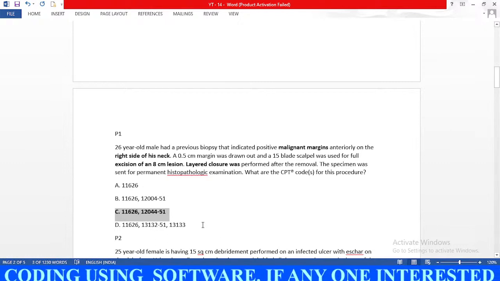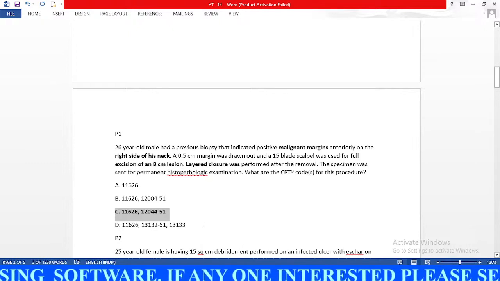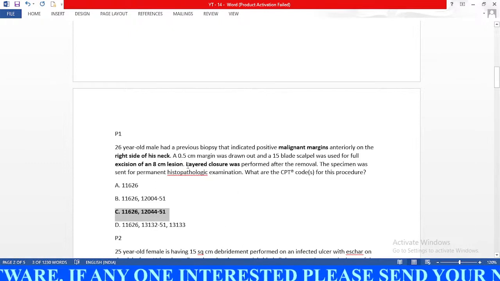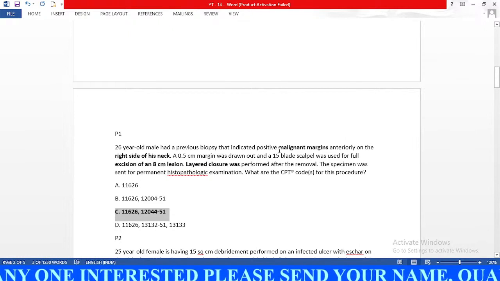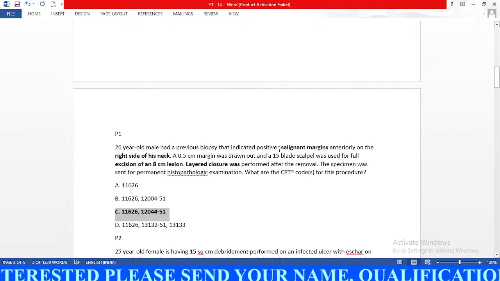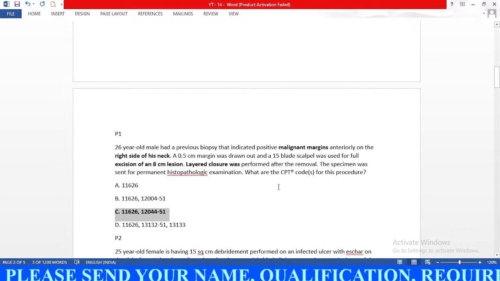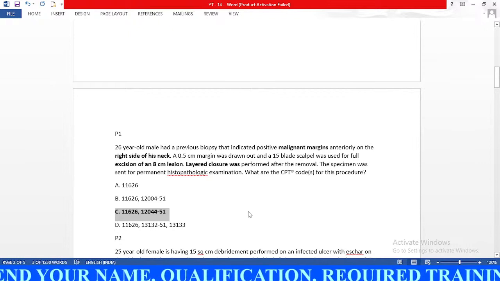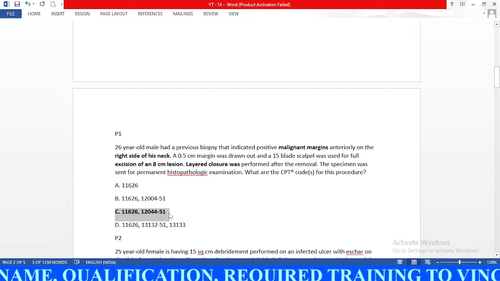So I hope everyone got this answer. Anyway, it is easy only. So basically here, the guideline in this question is that for malignant lesions, simple repair is included in the code description. Along with a malignant lesion, we need to code intermediate repair and complex repair additionally. Because of that reason, we have coded 11626, 12001, 12044.